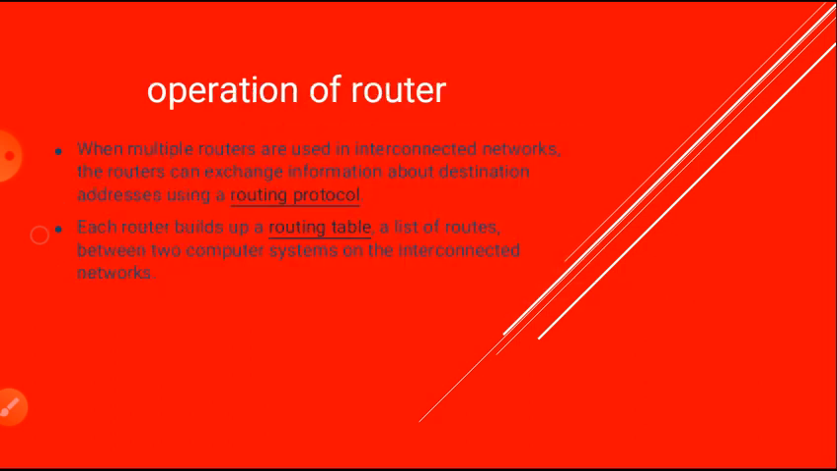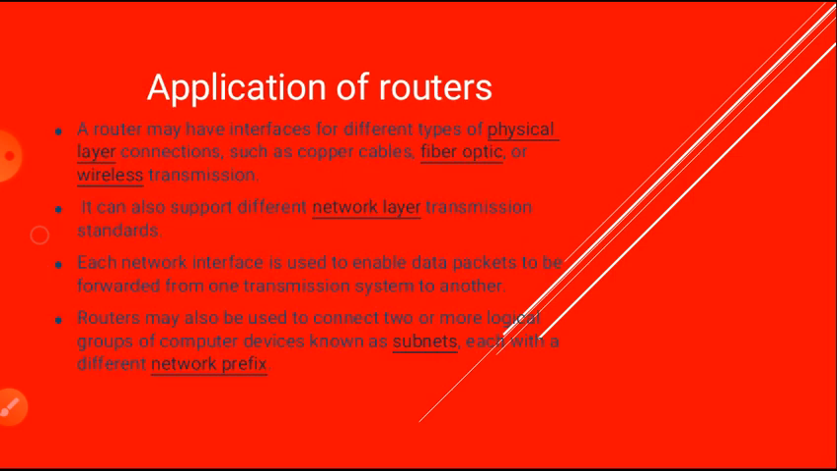Next, operation of router. While multiple routers are used in interconnected networks, the routers can exchange information about destination addresses using routing protocols. Each router builds up a routing table, a list of routes between two computer systems on the interconnected networks. Application of router.